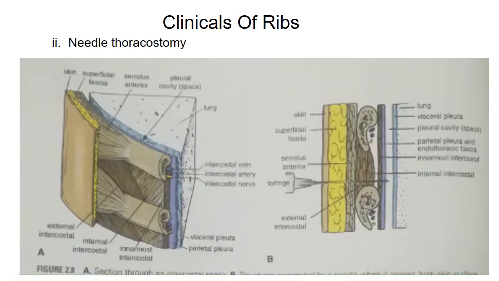In needle thoracostomy, a needle is inserted into the pleural cavity. Needle thoracostomy has an anterior approach and a lateral approach. In the anterior approach, the patient is asked to lie in the supine position. The sternal angle is identified, and then the second costal cartilage, second rib and the second intercostal space are found in the mid-clavicular line. So the preferable site in the anterior approach is the second intercostal space in the mid-clavicular line.